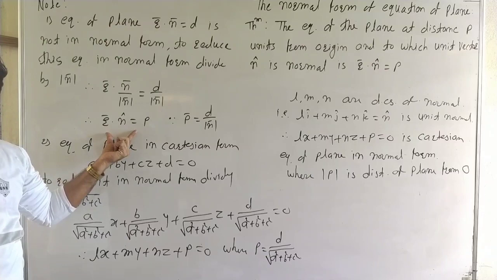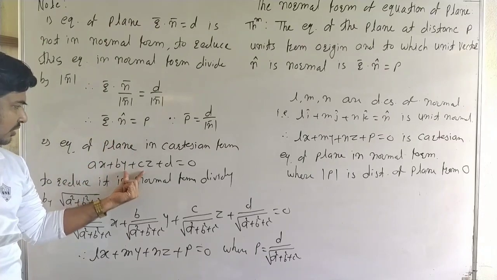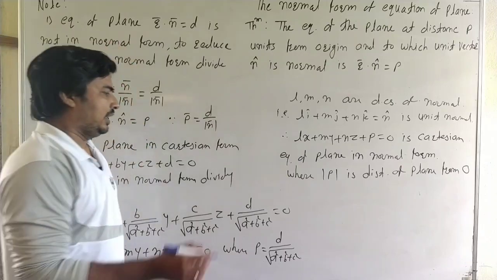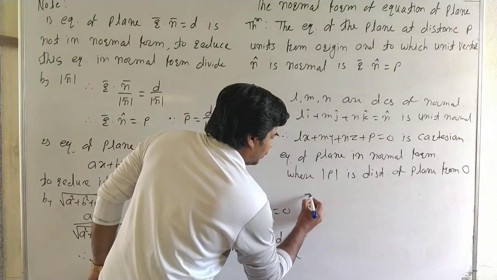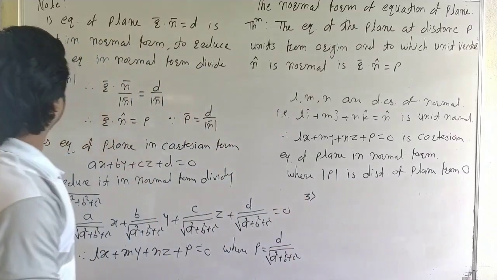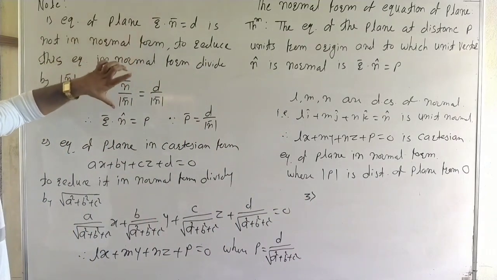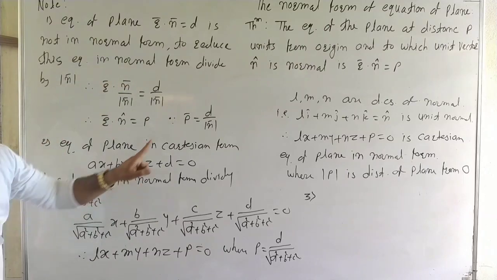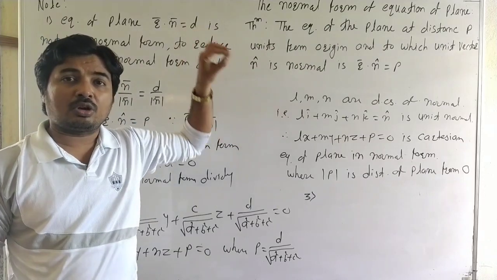It is a vector equation of a plane in normal form. It is a Cartesian equation of a plane, and it is a Cartesian equation of a plane in normal form. Now the third note here. First, the vector equation of a plane, and the vector equation of a plane in normal form. Second, the Cartesian equation of a plane, and the Cartesian equation of a plane in normal form.